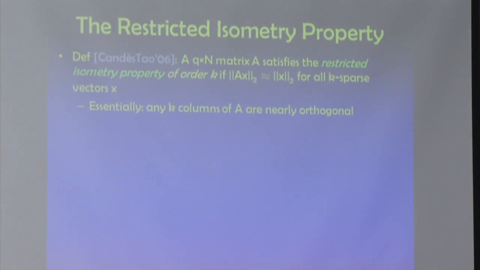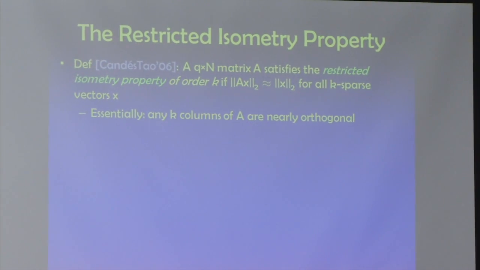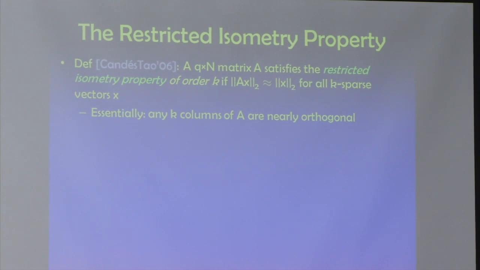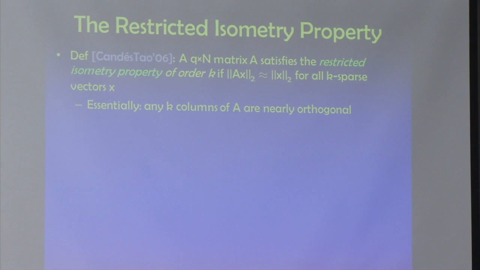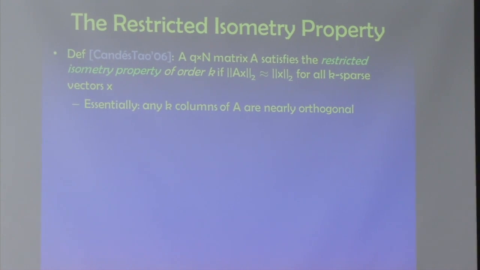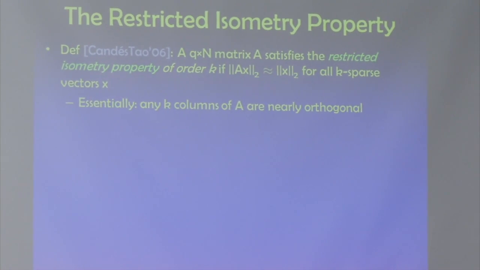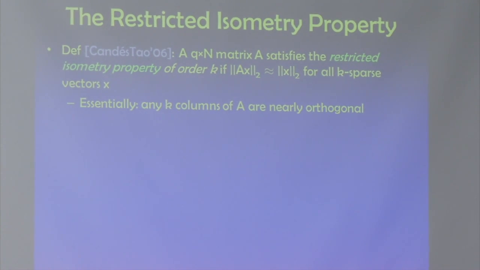Just basically says that you take this big matrix, but whenever you look at a small number of columns, at most k columns, they're kind of orthonormal, right? Unit norm and orthogonal. And once you have that, this is equivalent to saying the norm of Ax is roughly the norm of x. Okay, you see that?